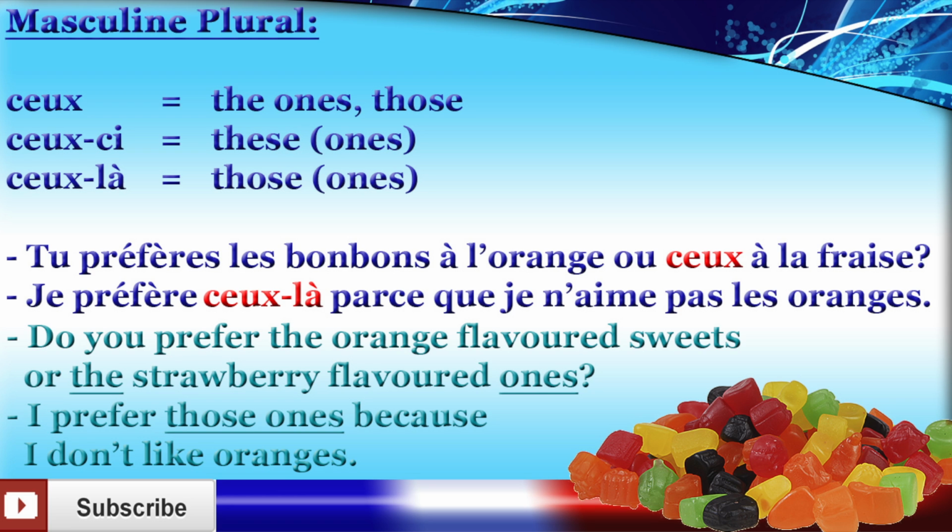For example, tu préfères les bonbons à l'orange ou ceux à la fraise? Je préfère ceux-là parce que je n'aime pas les oranges. Do you prefer the orange flavored sweets or the strawberry flavored ones? I prefer those ones because I don't like oranges. So again, ceux replaces les bonbons and ceux-là replaces ces bonbons. Bonbon is a masculine word which is in the plural here, so that's why we chose ceux and ceux-là to mean the ones and those ones.